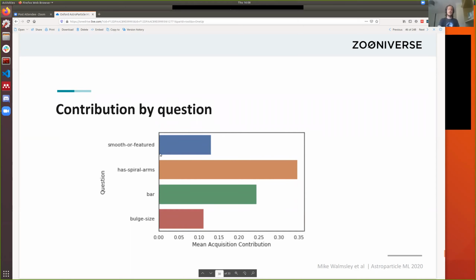And we find that the questions which are most important for picking informative galaxies are the questions which are the hardest to answer, I would say. So the questions where the model performs worse, which is finding spiral arms, finding bars, relatively speaking, are much more likely to be selected than questions where the model already has it covered. Saying if a galaxy is smooth or featured, saying if it has a big bulge or not, are relatively simple questions by eye and by the performance metrics of the model.